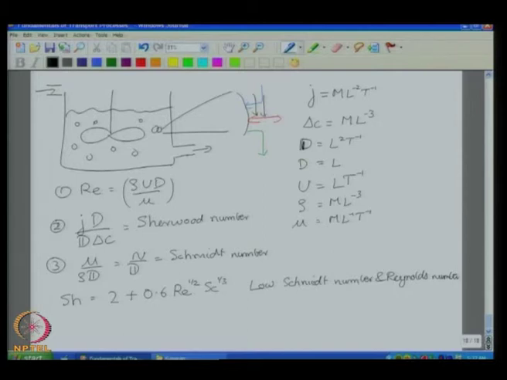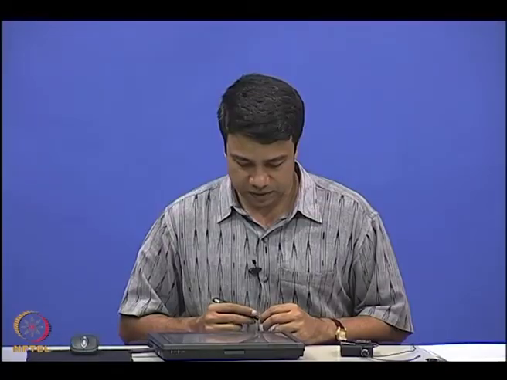Now, if the Schmidt number is large, then I have a correlation of the kind Sherwood number is equal to 1.24 Re to the 1/3 Sc to the 1/3. This is in the limit of high Sc and laminar flow. And you have other correlations, the limit of turbulent flows. There are various correlations that are proposed for turbulent flows around a particle, but we will see that a little later.